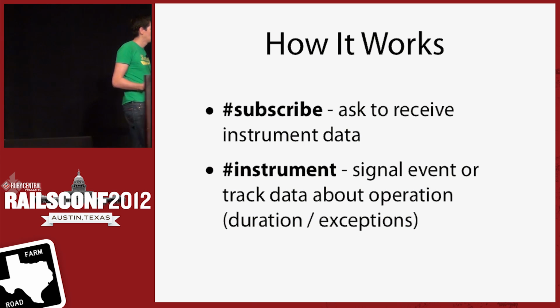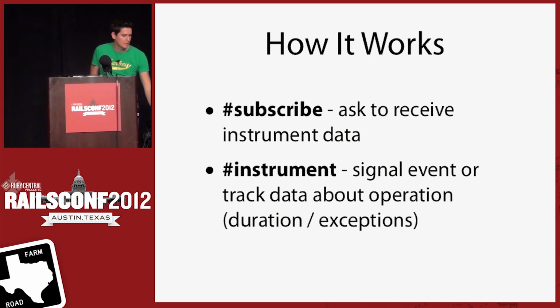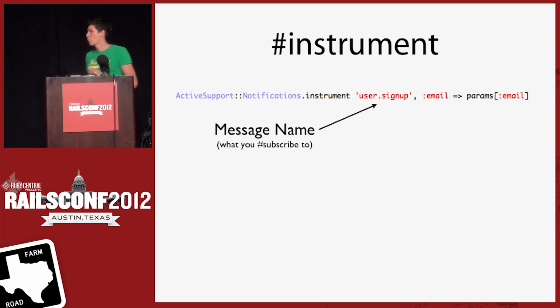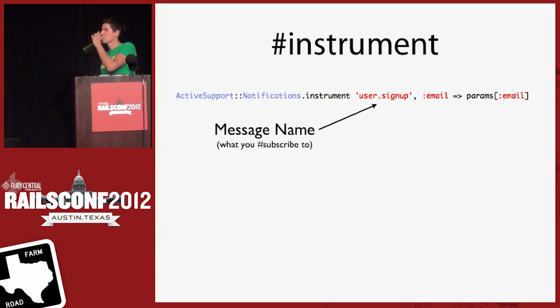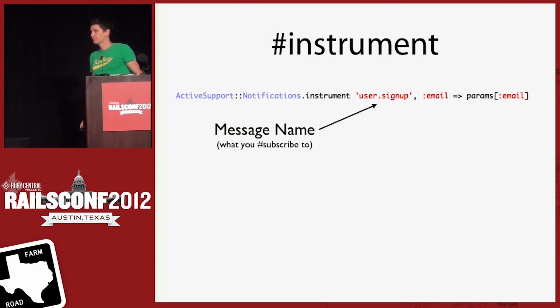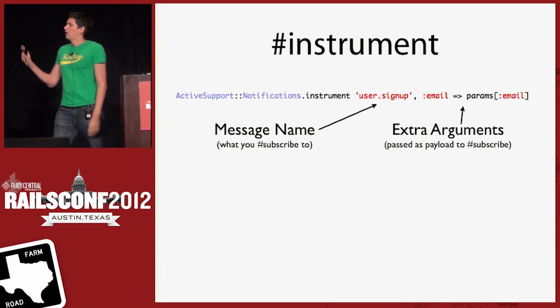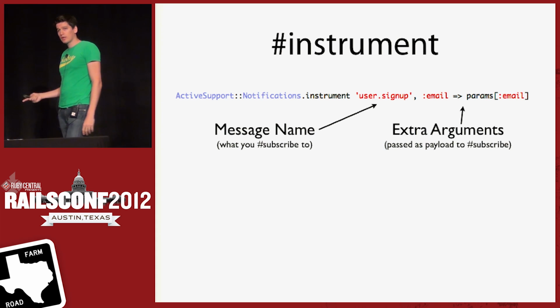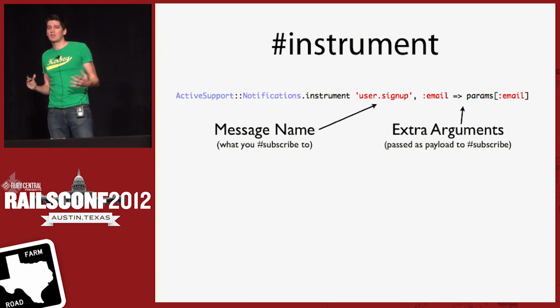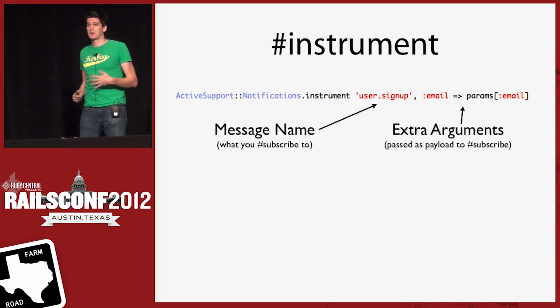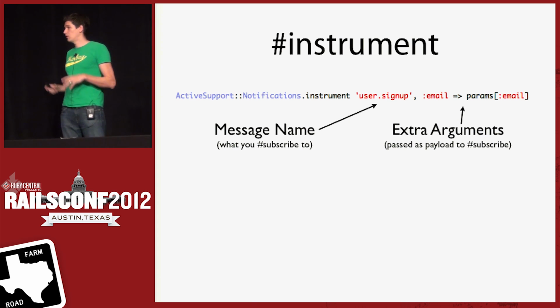So I talked about this earlier. There's sort of two core methods, two core ideas, right? Subscribers and firing events with instrumentation. And the message name is really what drives the communication between the two. I'm going to talk about how instruments work, firing the events work first, because I think it's important that you understand what the payload is that the subscribers are actually going to receive.